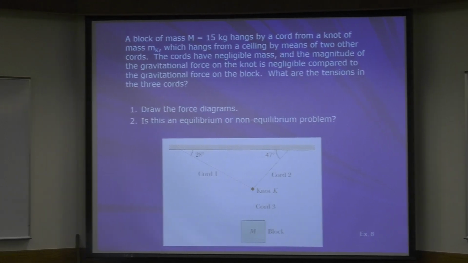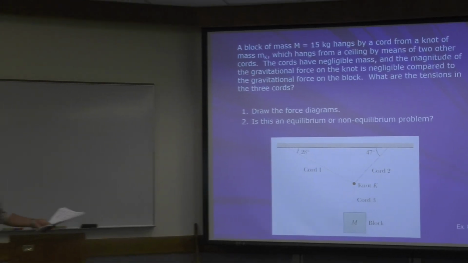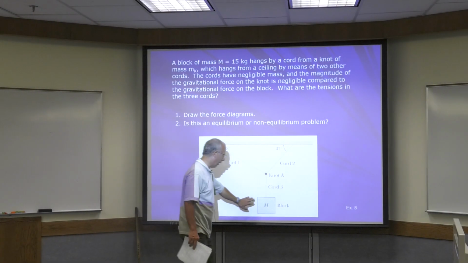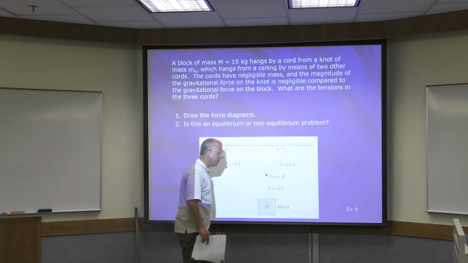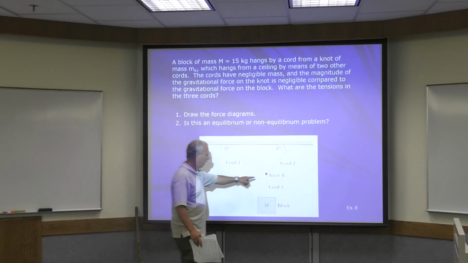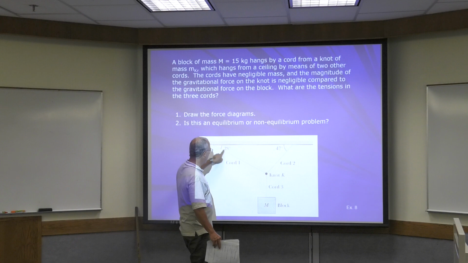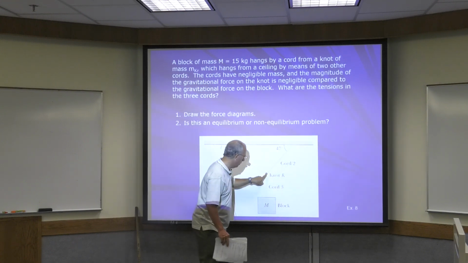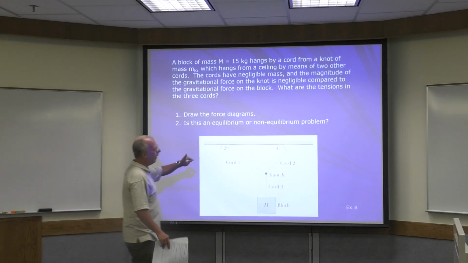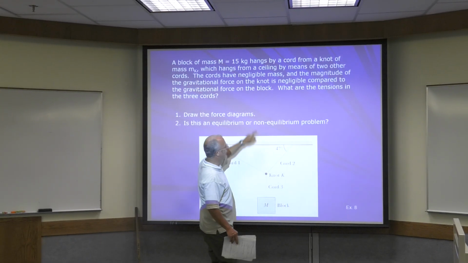Okay. Now notice, though, how many objects are there? Well, obviously this is an object, right? Well, what else is an object? The knot, right? Because this pulls up on it, this pulls up on it, this pulls down on it. So there's two objects. Okay? And I was nice. I didn't have to be nice. Put an S there.